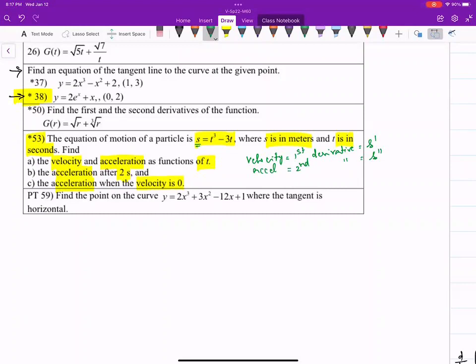The second part is asking us to find the acceleration after 2 seconds. So we have to substitute time t equal to 2 into the acceleration and find what the acceleration is. For the third part, we have to set the velocity to 0 and find the time that makes the velocity 0, which means the particle is coming to rest. Then find the acceleration corresponding to that time. So we'll do them one by one.